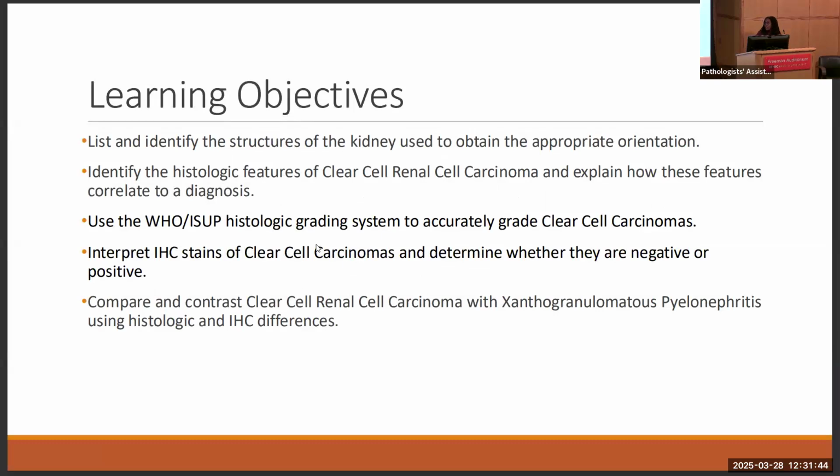By the end of this presentation, the listeners will be able to list and identify the structures of the kidney used to obtain the appropriate orientation, identify the histologic features of clear cell renal cell carcinoma and explain how these features correlate to a diagnosis, use the WHO/ISUP histologic grading system to accurately grade clear cell carcinomas, interpret IHC stains of clear cell carcinomas and determine whether they are negative or positive, and compare and contrast clear cell carcinomas with xanthogranulomatous pyelonephritis using histologic and IHC differences.